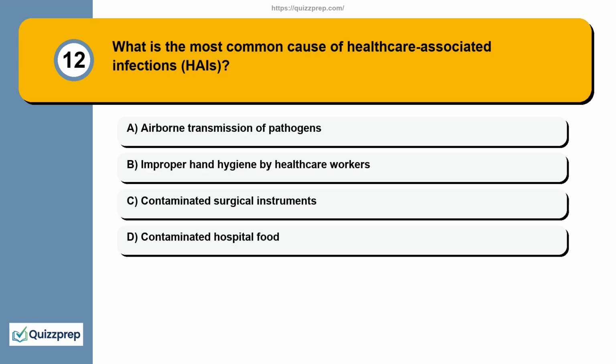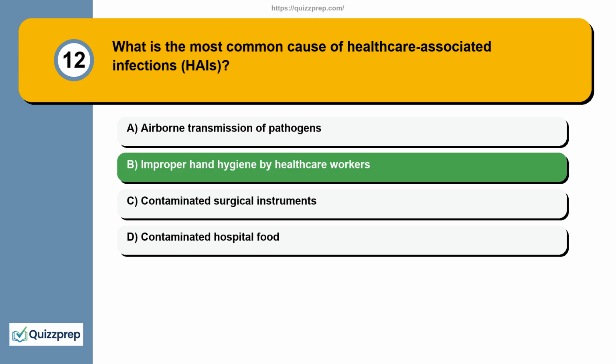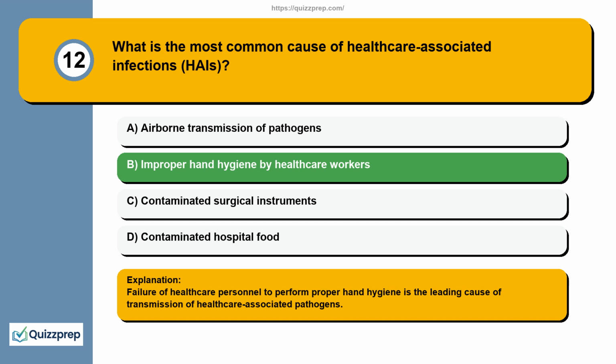Question 12. What is the most common cause of healthcare-associated infections, HAIs? Here are your options. Option A. Airborne transmission of pathogens. Option B. Improper hand hygiene by healthcare workers. Option C. Contaminated surgical instruments. Option D. Contaminated hospital food. The correct answer is option B. Improper hand hygiene by healthcare workers. Explanation. Failure of healthcare personnel to perform proper hand hygiene is the leading cause of transmission of healthcare-associated pathogens.